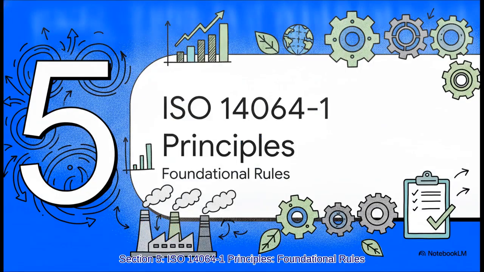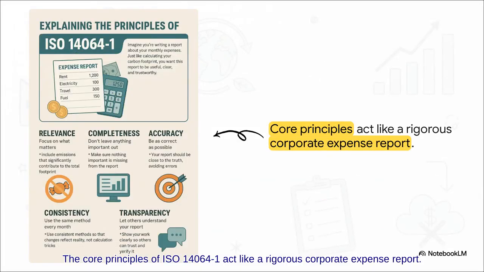Section 5. ISO 14064-1 Core Principles. To actually track those gases accurately and apply that mitigation hierarchy we just talked about, you need a proven methodology. And this brilliantly illustrates what ISO 14064-1 is all about. Think of it exactly like a rigorous corporate expense report. Seriously, just like balancing a department budget, your carbon footprint has to follow 5 strict rules.